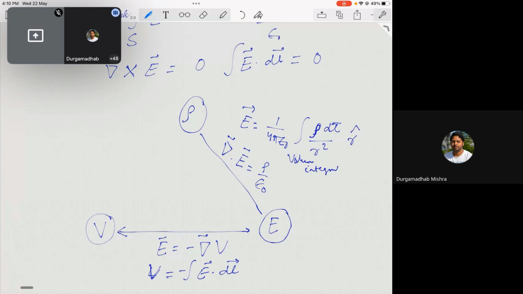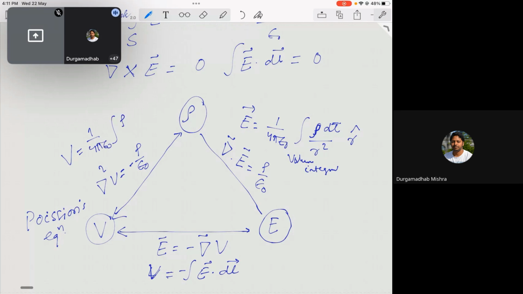So similarly, this rho and V are also related. This is given by this relation, minus rho by epsilon naught. So this is known as your Poisson's equation. And in a more rigorous form, you can also write it like rho d tau by r.